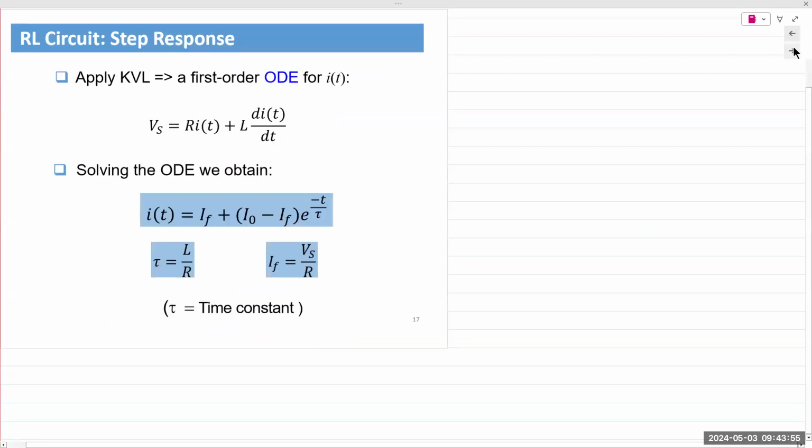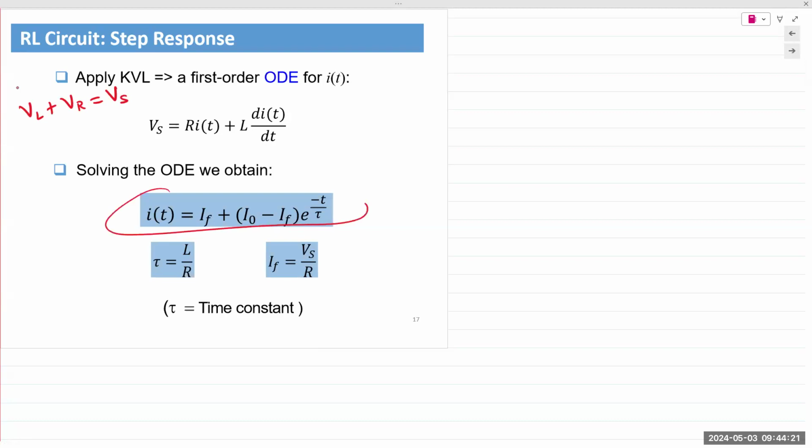So the procedure for the derivation is the same. Apply KVL around the loop. In this case, we again have VL plus VR, but this time, because it's charging, VL plus VR is not equal to 0, it's equal to the voltage source, Vs. That's the only difference. So you again obtain a very similar differential equation, you solve it, and we obtain a structure that looks like this.